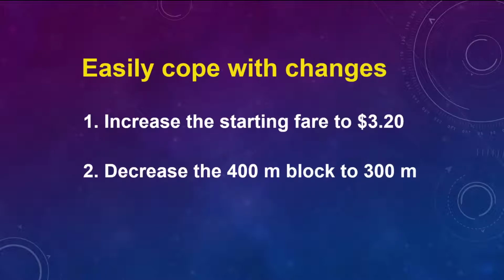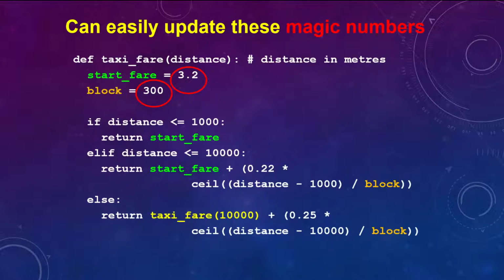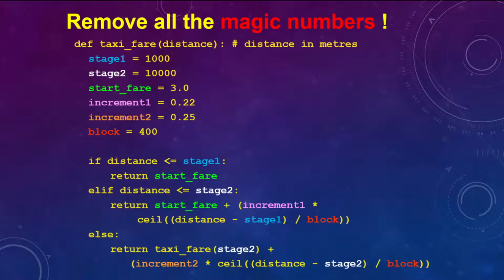Okay, so right now you can see that we can easily cope with changes. We can change the starting fare to 3.2 and then decrease the block to 300 meters. Alright, so that's how we can work with this. Okay, you can update the numbers very easily.